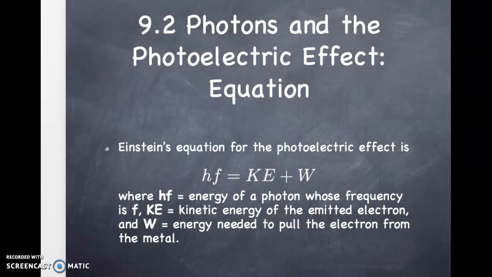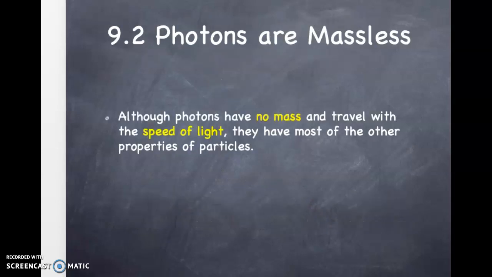And the basic equation we have now, Einstein's equation for the photoelectric effect, is h times f is equal to the kinetic energy of the ejected electron plus the work function, W, which is the energy needed to dislodge the electron from the metal. Because if an electron tries to leave the surface of the metal, the protons in the metal try to pull them back in. So it takes energy to dislodge the electrons. Although photons have no mass and travel with the speed of light, they have most of the other properties of particles.